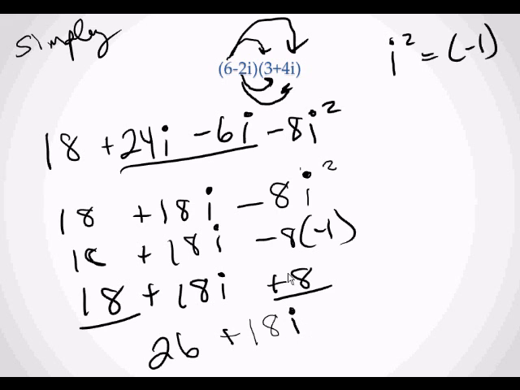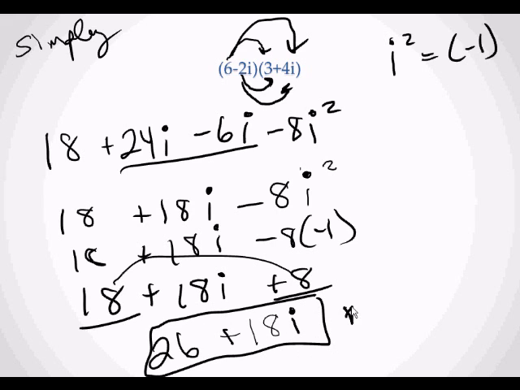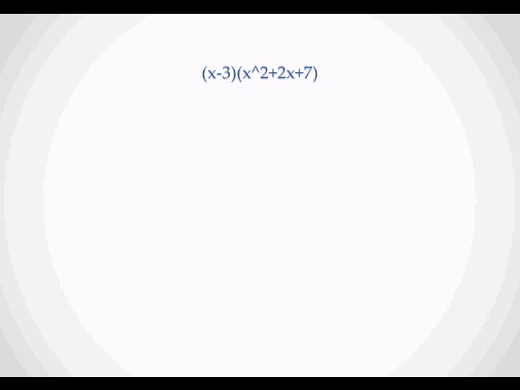I can combine now. Do you see how they're regular numbers? 18 and 8 is 26. So these two combine to 26. The 18i stays there, and we are done.